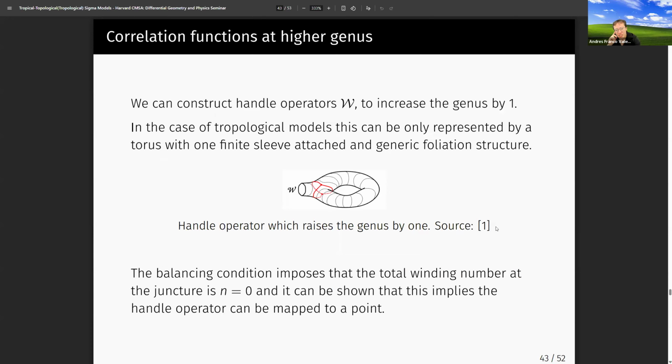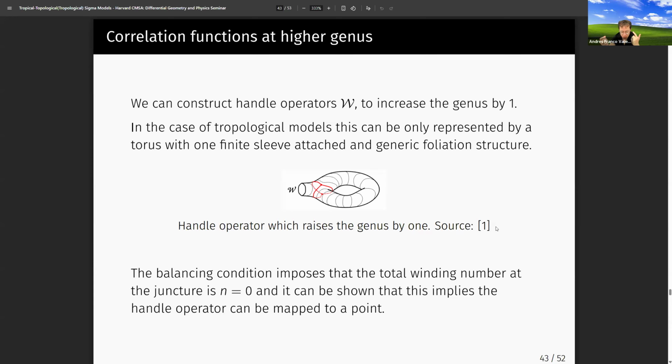Another important thing is that you can construct handle operators like in the usual case that increase the genus by 1. In the case of the topological sigma models, if you want to insert a handle operator, you can run through the arguments and find that if you want the foliation to close, the winding number has to be 0. The important thing about that is that if the winding number is 0, then you can map this handle operator to a single point. That means we actually have a local operator, and there are only 2 candidates for that local operator.